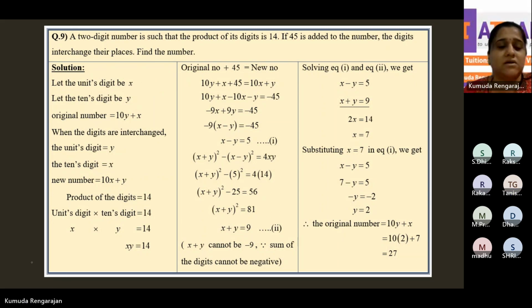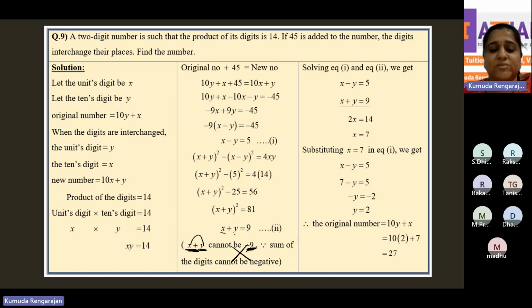It's clear. When you see x is the units digit, y is the tens digit. When you add the digits, you cannot get a negative answer. -9 you cannot get, so this is not possible. So we take only x plus y is equal to 9, and we solve this equation and this equation to find the values of x and y, and hence the number. All right?